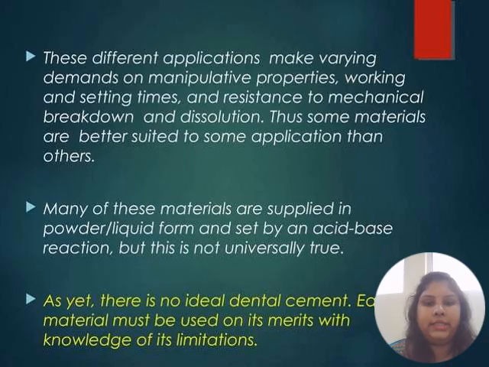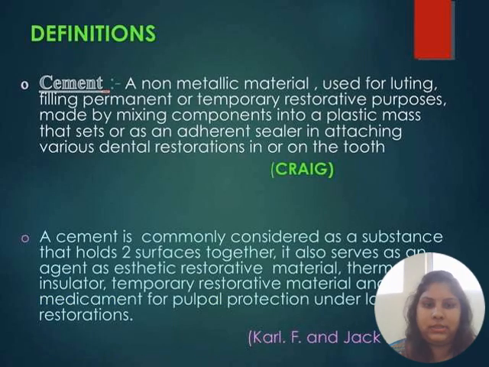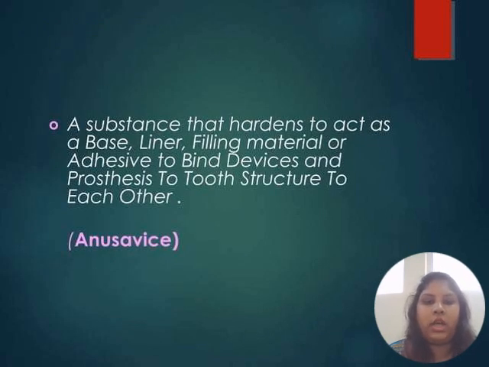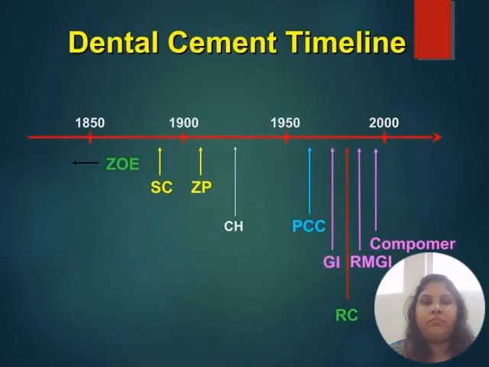As yet, there is no ideal dental cement, so each material must be used on its merits with knowledge of its limitations. So what is a cement? According to Craig, it is a non-metallic material used for luting, permanent filling or temporary restorative purposes, which is made by mixing components into a plastic mass that sets, or as an adherent sealer in attaching various dental restorations in or on the tooth. According to Anusavice, it is a substance that hardens to act as a base, liner, filling material or an adhesive to bind devices and prostheses to tooth structure and to each other.